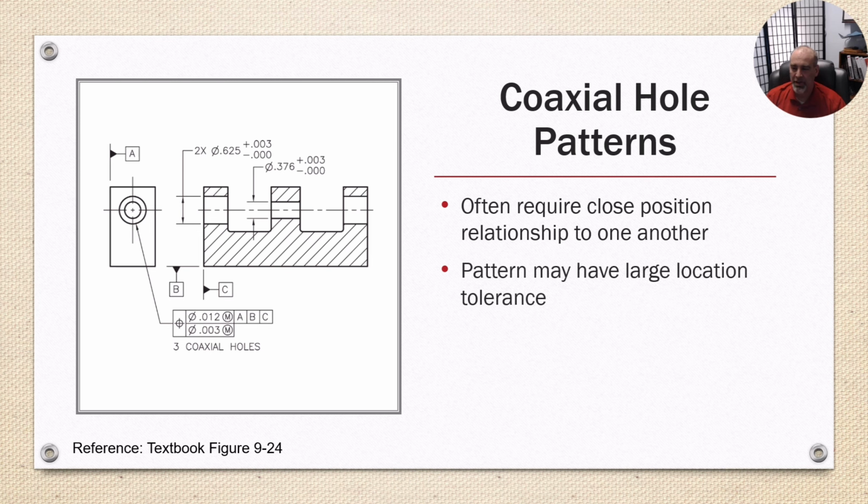The pattern may have a large location tolerance, and the holes may have different diameters. So the way this is interpreted is the first line is a combined coaxial tolerance on the first line, and then individually to each other, I believe they have to be the tighter of the two tolerances.